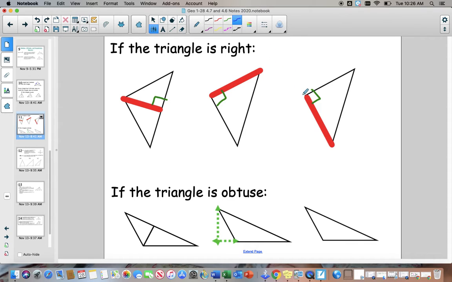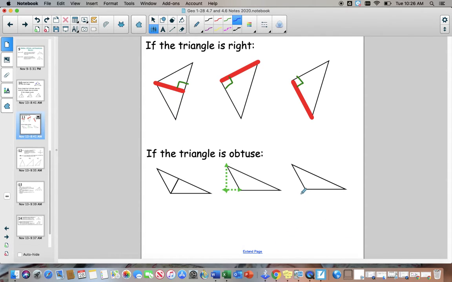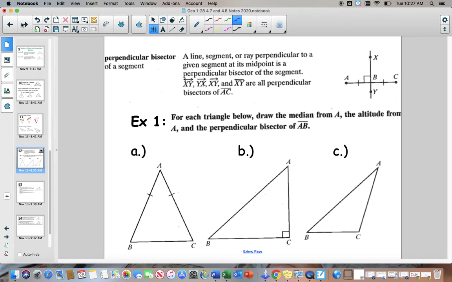And then this last one from over here, what you're going to need to do is extend this line and then draw this down here, and again you see that that can be outside. Okay, so let's try to work through a couple examples here.